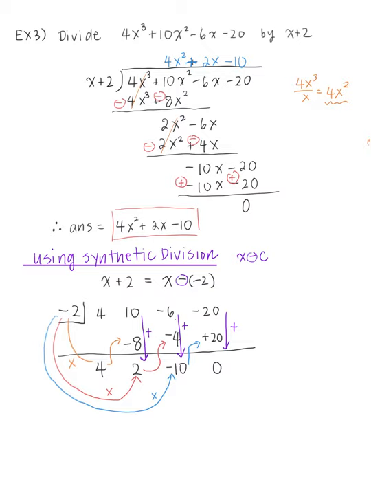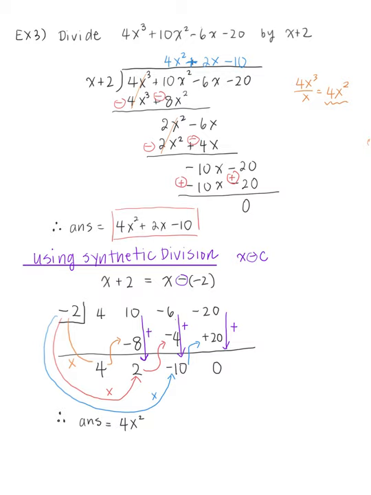So here, this translates into 4x squared. So your answer is always going to start out with 1 degree less than your dividend. Okay, so look at it. The degree of the dividend was 3, so this will be the coefficient on 1 degree less. That would be x squared. That's what we have here.